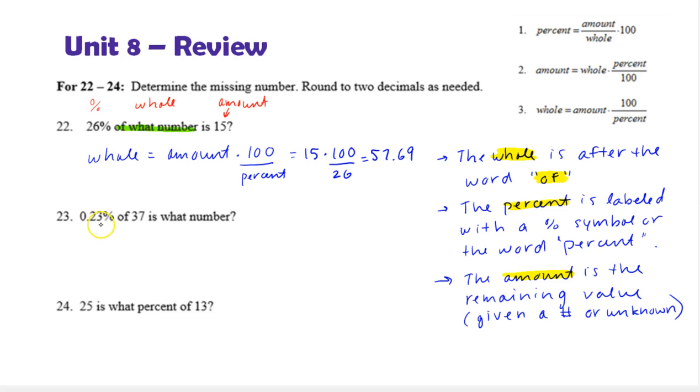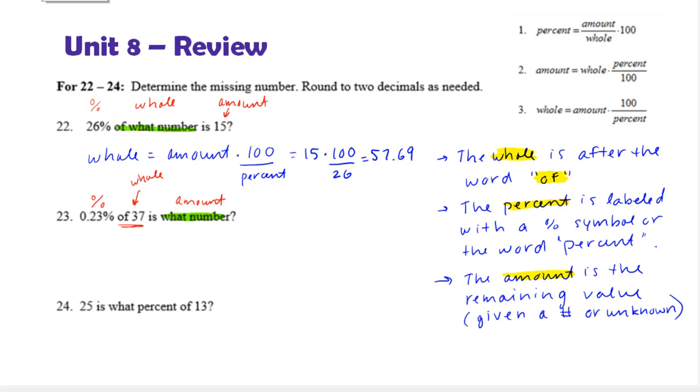Okay. So 0.23%, well, that's our percent. Now notice I see of 37, so that means this 37 is our whole because it comes after of. And then we see is what number. So the remaining value, or in this case missing value, is the amount, because we already found the percent and the whole. And it looks like in this case we're solving for the amount. Okay. So to solve for the amount, it equals the whole times the percent over 100.